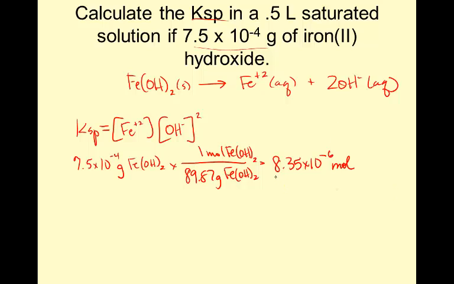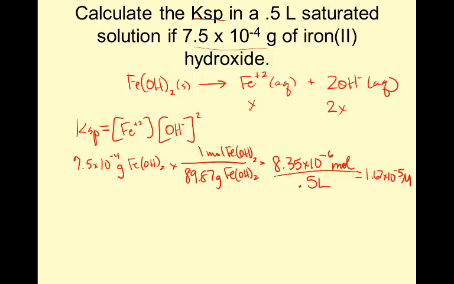Okay, that's in 0.5 liters. So I need concentration because I need molarity to plug into these to get KSP. So I divide it by 0.5 and I find out that I get 1.67 times 10 to the negative fifth molar. Okay, what does that mean? Well, let's figure out what's X and what's 2X here. Okay, so if this dissolves, I'm going to get one of those, so let's call that X, and 2 of those, so let's call that 2X.